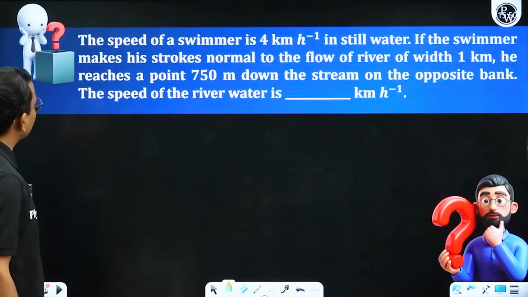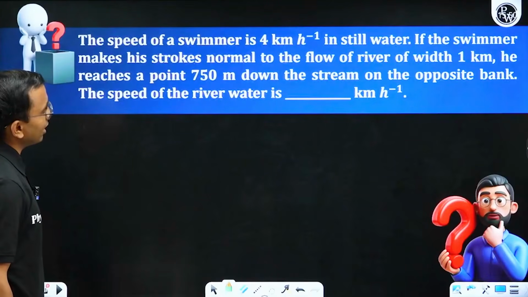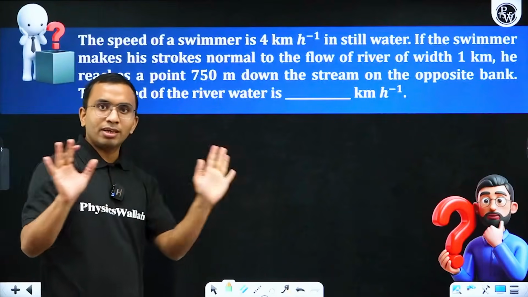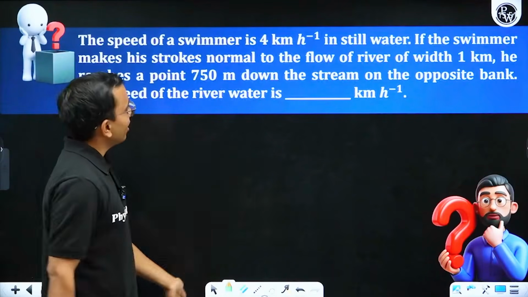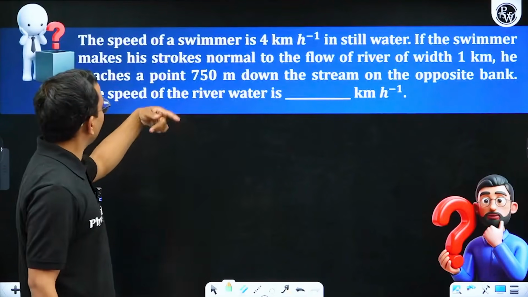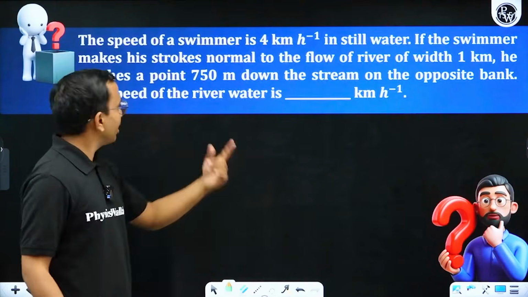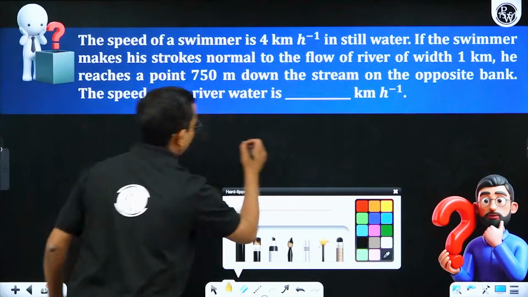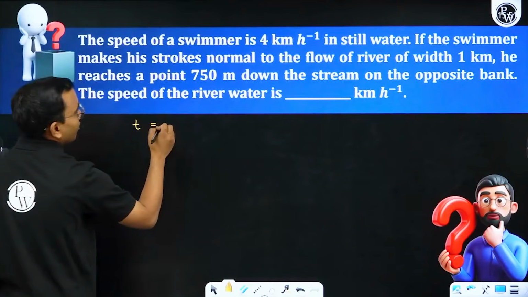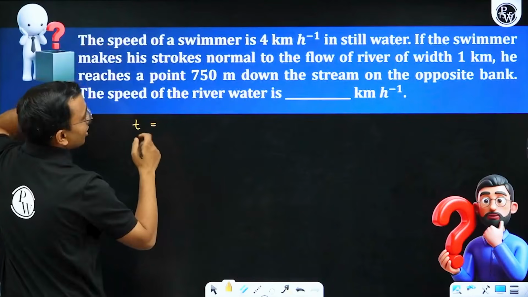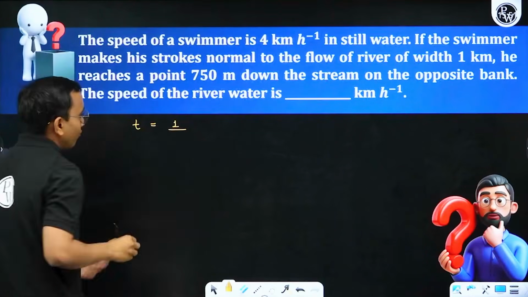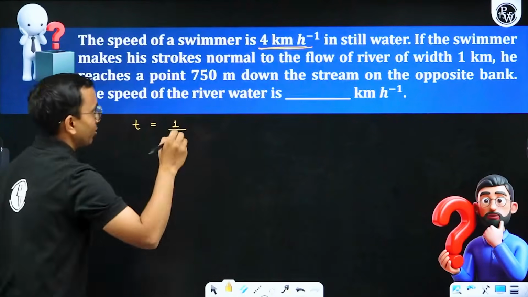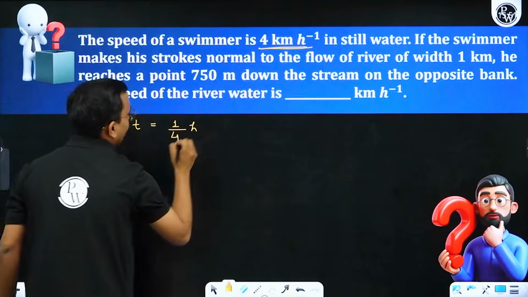Now, the speed of a swimmer is 4 km/h in still water. If the swimmer makes his stroke normal to the flow, that means minimum time condition. The width is given, and it reaches a point 750 meter down the stream, that is my drift. The speed of the river is? First of all I'll find time. Time will be the width of the river, which is 1 kilometer, divided by the velocity of man with respect to river. This is the speed of swimming, this is 4, and this much is my time.